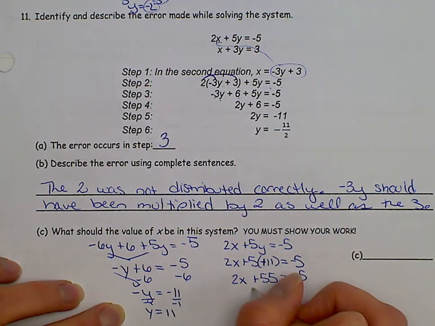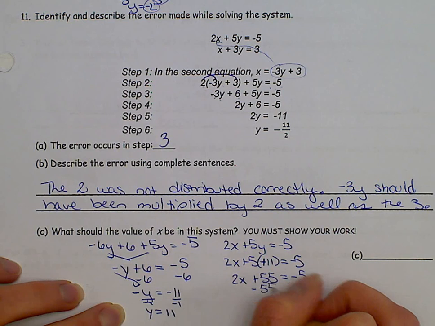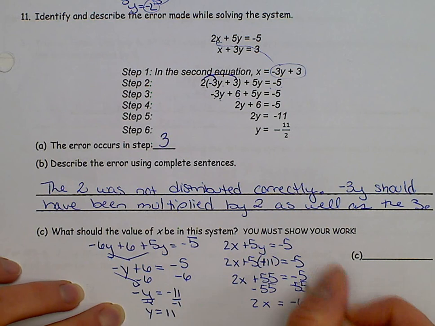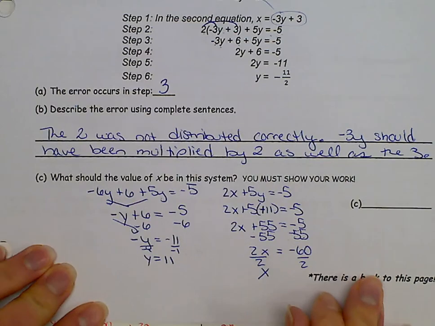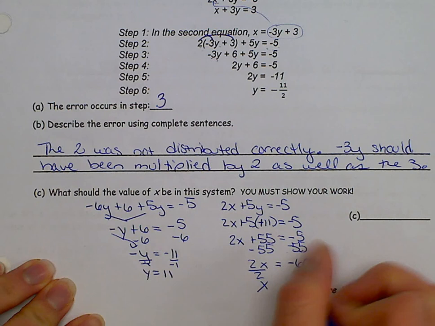Now I'm going to subtract 55. And I get 2x equals negative 60. Negative 5 plus negative 55 is negative 60. I'm going to divide both sides here by 2. And then I get x equals negative 30.